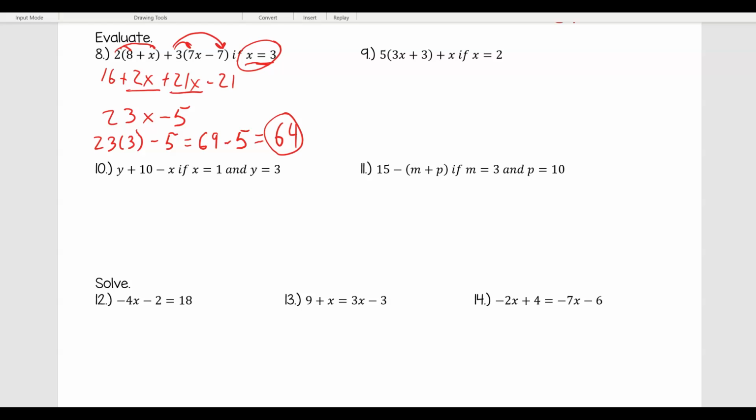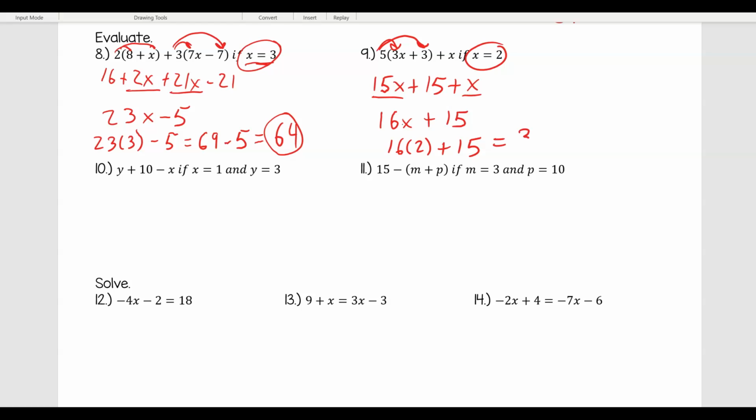Okay. Next, we have 5 times 3x, that's 15x. 5 times 3 is just 15. And then we also have plus x tagged onto the end of that. So let's combine like terms. 15x and x is 16x plus 15. And we want x to be equal to 2. So we're going to take 16 times 2 plus 15. Right? I substitute that 2 for x. And when it's living right next to it like that, it means to multiply. So this would be 32. 16 times 2 is 32. Plus 15. That is 47.